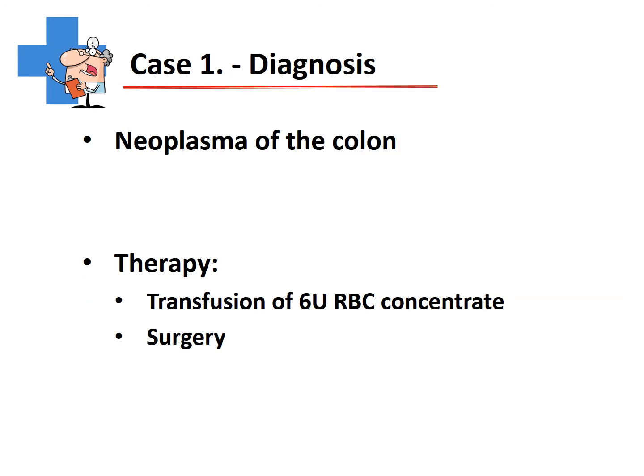It was, for example, a neoplasm of the colon, and of course the therapy is transfusion, and this tumor should be removed. Now, they are not going to operate on the patient unless they have a normal hemoglobin concentration, because the extra blood loss can cause further anemia and can kill the patient. That's true.